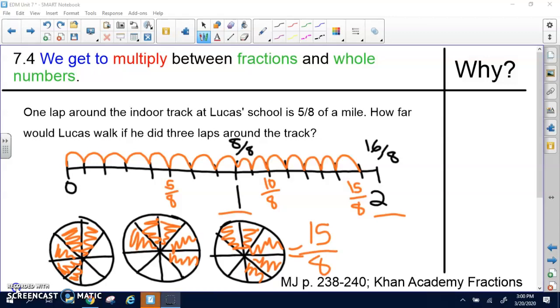So today you're going to be working on pages 238 through 239. 240 is going to be your math boxes. Do HomeLink 7.4 this evening, and good luck.